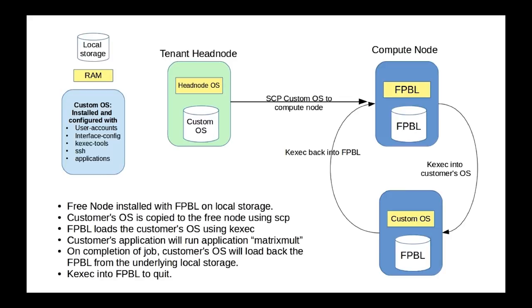One necessary condition for all the tenants of the Recursive HaaS will be to include kexec tools in their custom OS. The workflow is as shown in the diagram. The tenant will copy the customized OS from their head node to the compute nodes using SCP and then kexec into it. Run their application. When they're done, they can exit by reloading FPBL using kexec script already provided.